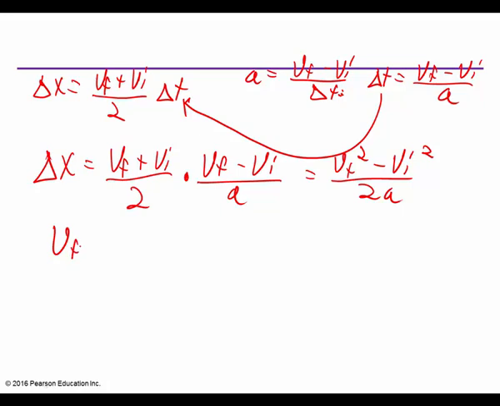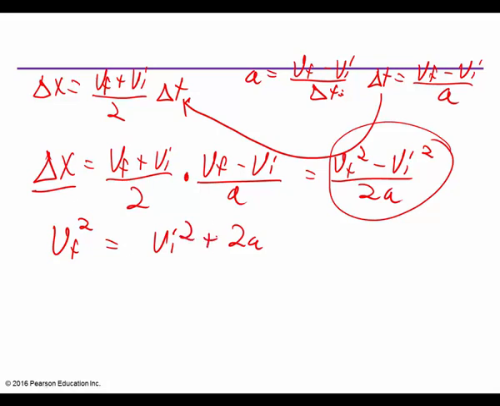So V final squared would be equal to... First of all, let's start right here. Remember, this is equal to that. Let's multiply both sides by 2a. And then let's add Vi squared to both sides. And there you have it.